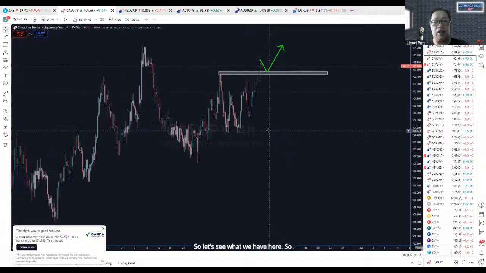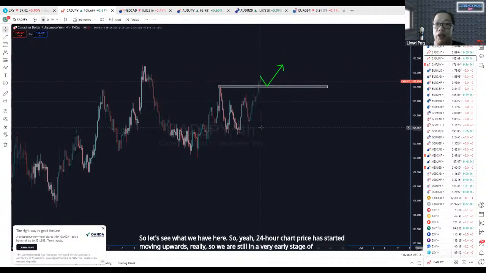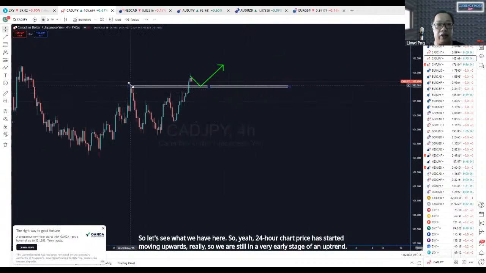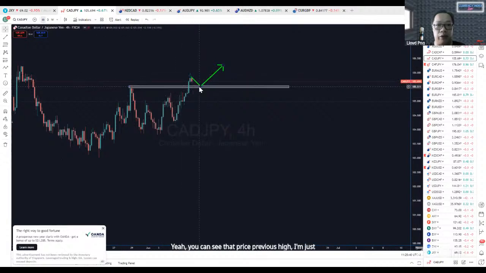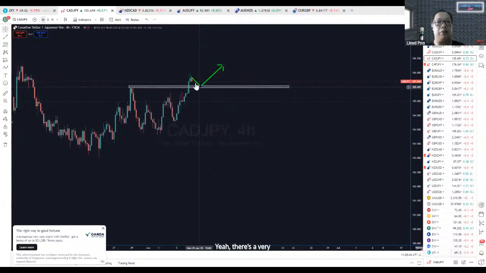CAD Yen, 1 hour chart, price has started moving upwards already. So we are still in a very early stage of the uptrend. You can see that price broke the previous high. I'm just waiting for a retest of the previous high, and I'm happy to go long. This is a very simple, straightforward setup.